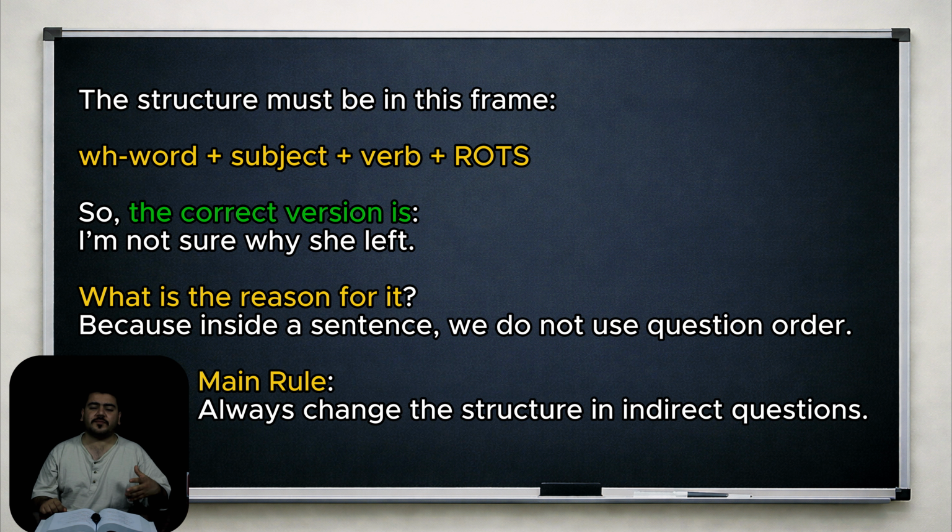The structure must be in this frame: WH word, subject, verb, rest of the sentence. So the correct version is, I am not sure why she left. What is the reason for it? Because inside a sentence, we do not use question order. Always change the structure in indirect questions.